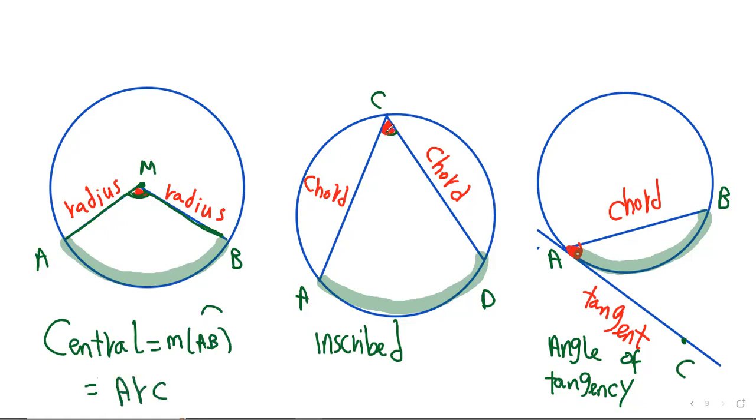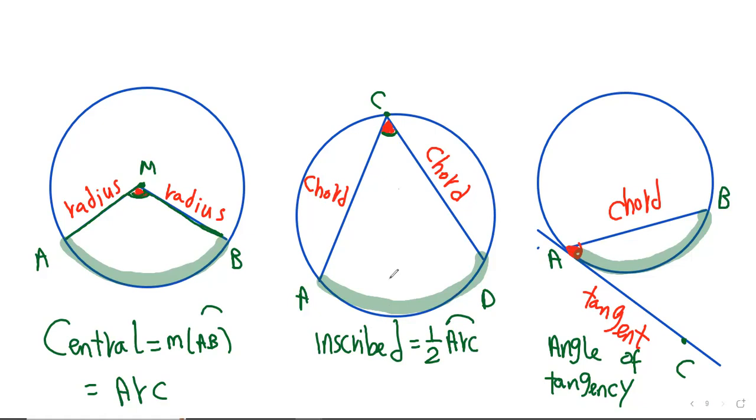And this angle here is an inscribed angle. The vertex of the inscribed angle lies on the circle. And the two sides of this angle are two chords in the circle. And the relation between the inscribed angle and the opposite arc: the inscribed angle is equal to half of the opposite arc.